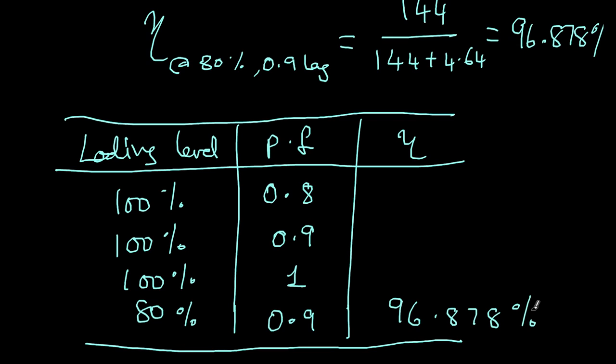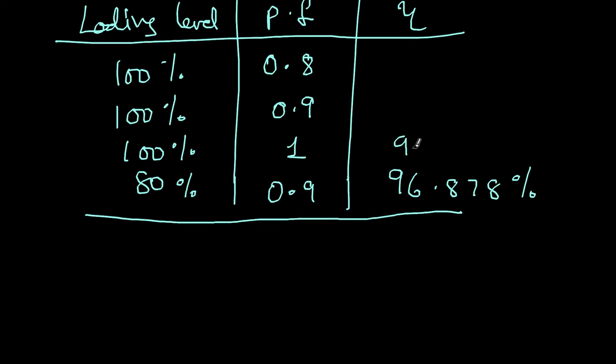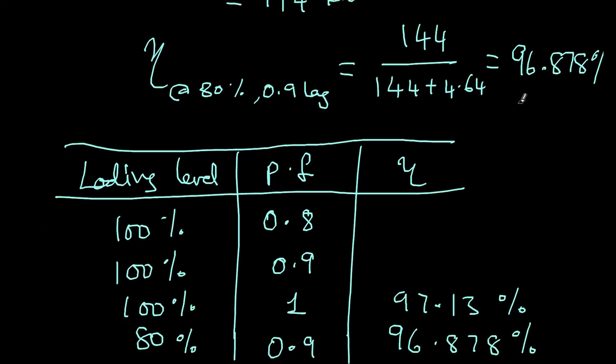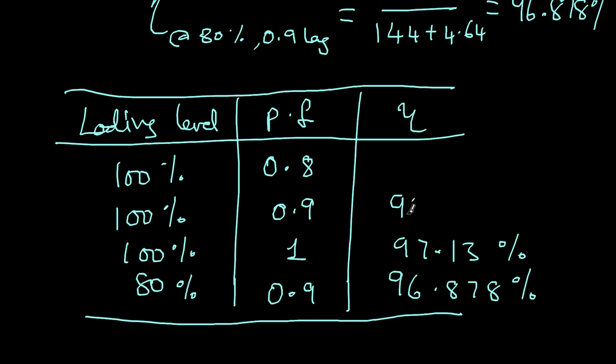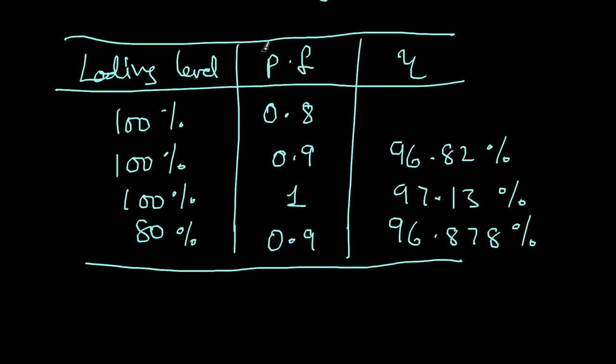The last one is 96.878%. The earlier one is 97.13%. And then the even earlier one is 96.82%. And finally the last one is 96.44%. Now you notice, compare second row and last row. The power factor is the same, but by reducing the loading level, I am increasing the efficiency.